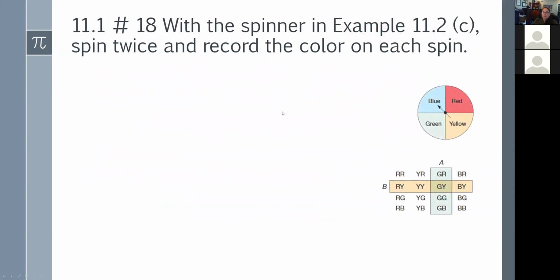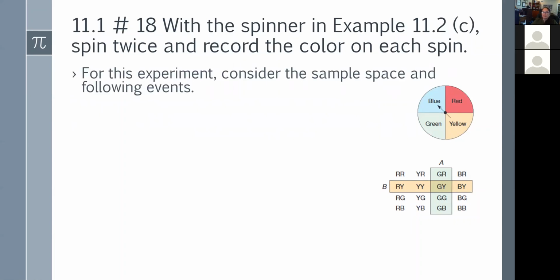Next, we'll look at problem number 18. It says, with the spinner from example 11.2 part C. So that's just this spinner. It has 4 sections that are blue, red, yellow, and green. We're going to spin twice and record the color on each spin. So for this experiment, consider the sample space and the following events.